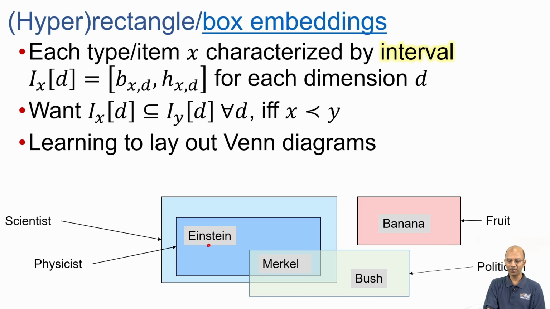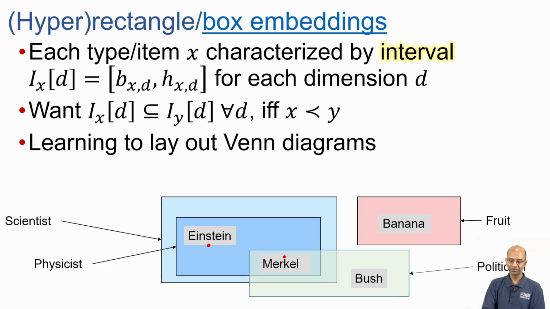Einstein, which may be a point, is contained in a rectangle called physicist, which in turn is contained in a rectangle called scientist. Angela Merkel is another physicist who is therefore also a scientist. George Bush is a politician but most decidedly not a scientist, and a banana is none of them. So, it is disjoint from all these.